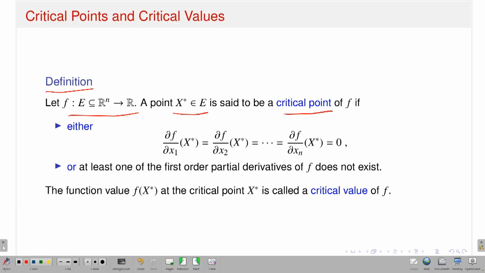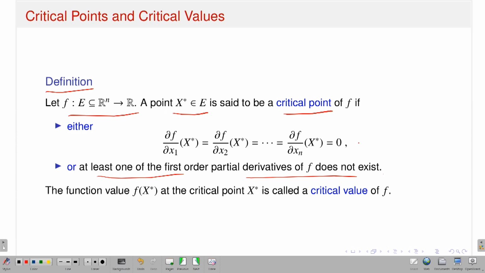So first I have to give the definitions. What is my definition? Suppose I have a scalar field. A point x star in E is called a critical point if either of two conditions holds. Either all the first order partial derivatives of f vanish at x star. Since f is a function from R^n to R, we have n partial derivatives: del f del x1, del f del x2, up to del f del xn. If all of them vanish at the point x star, then I say this point is a critical point. Or, if at least one of the first order partial derivatives of f does not exist, then also I say that the point is a critical point.